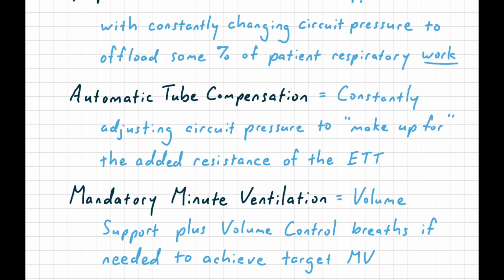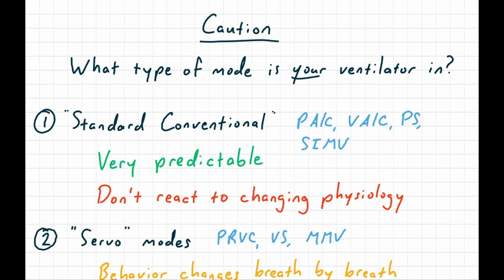One last conceptual thought I want to leave you with is that there are three fundamental levels of complexity in ventilation modes. The standard conventional modes, like your basic pressure and volume assist and assist control modes, and pressure support and SIMV modes, do the same thing with every breath. That means they can't necessarily respond to every change in the patient's physiology, but they are very predictable.